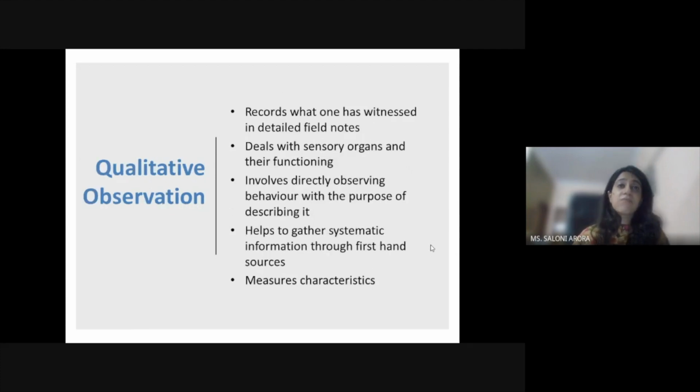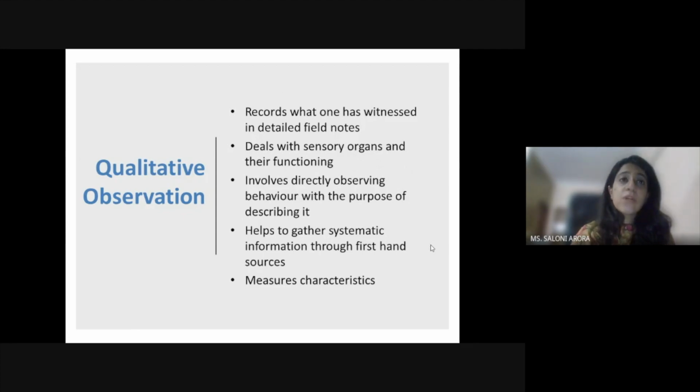And then we have the qualitative observation. Now, as the term observation suggests, you're just going to observe, you're just going to see how people are reacting, how people are behaving. So, when I talk about the term qualitative observation, the importance of sensory organs is very important. How I see, how I hear, how I feel someone is doing. So that is very, very important here.